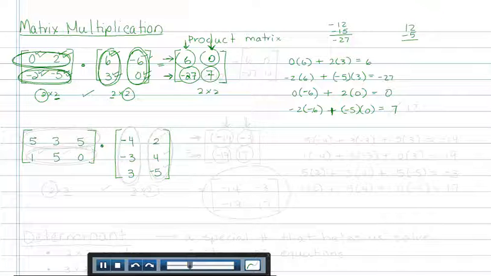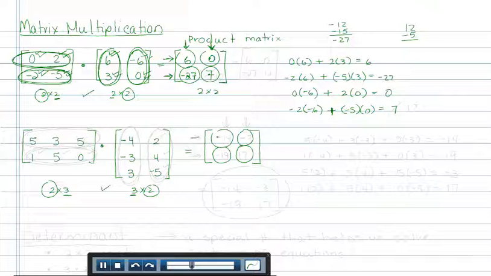The first thing I would do is make sure that I can multiply these matrices. So I would look at the dimensions of the first matrix, and I see 2 rows and 3 columns. So this one is a 2 by 3. And I look at the dimensions of the second matrix, and I see that it has 3 rows and 2 columns. So I check. These numbers are the same, so yes, I can multiply them. My product matrix is going to be a 2 by 2. So I'm looking for these 4 numbers.